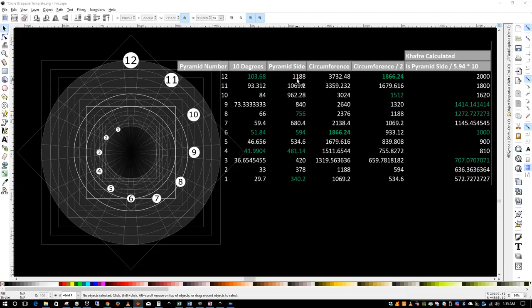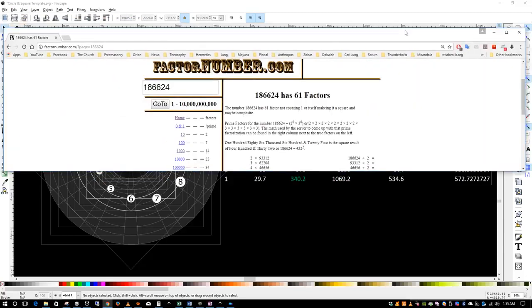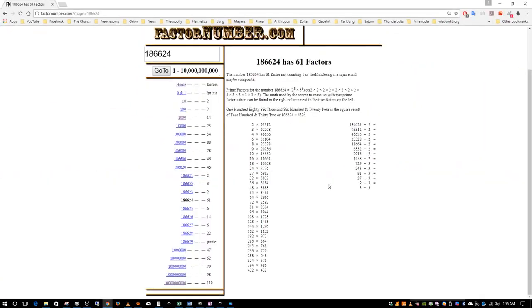Pyramid side is 1188. This is their circumference, and this is the circumference divided by 2, which of course is our famous 186624, decimal place being right after the 6. Take the decimal place out and you get this list of 61 factors. 61 could also possibly be related to the flower of life with 61 circles as well.